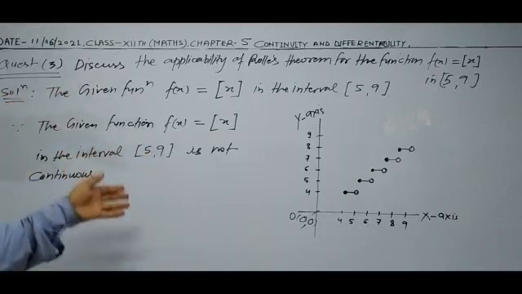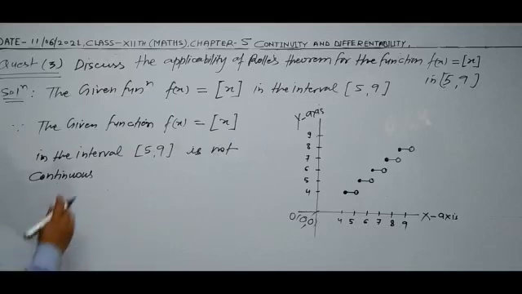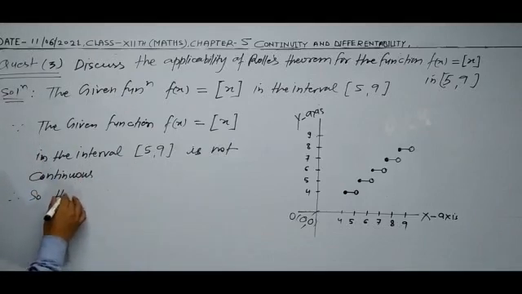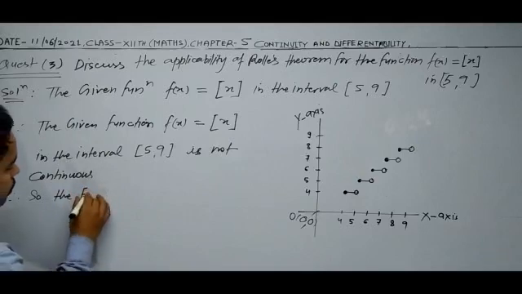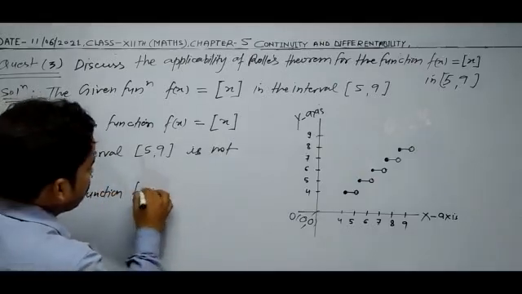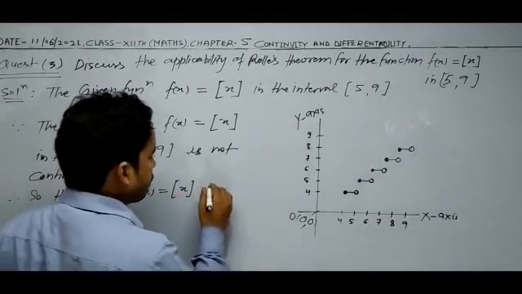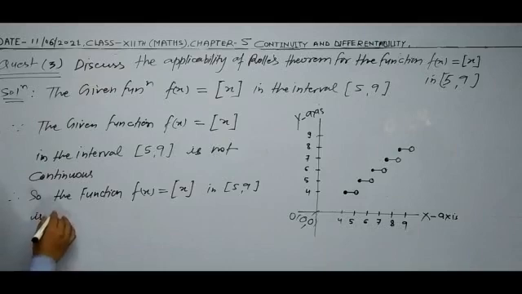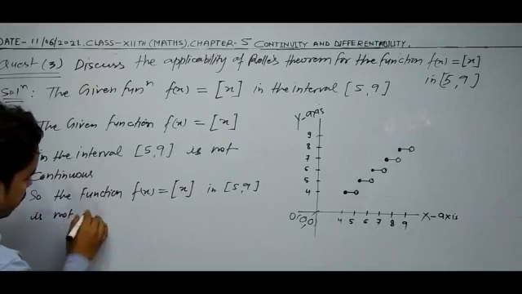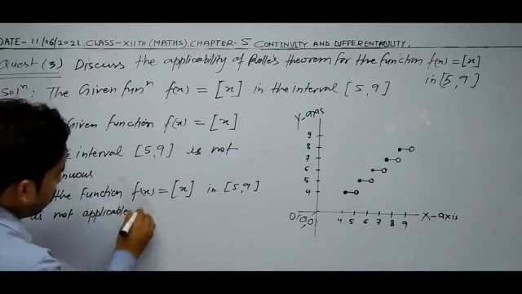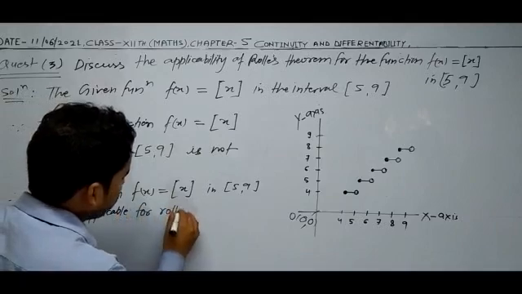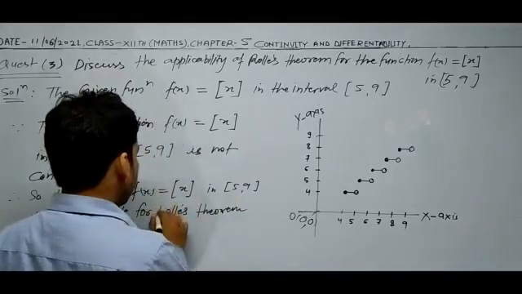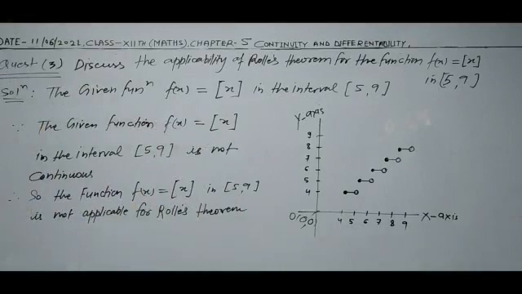For differentiability and f(a) equal to f(b), since it is not continuous, the function f(x) is equal to the greatest integer of x in 5 to 9 is not applicable for Rolle's theorem. So this is the complete result.